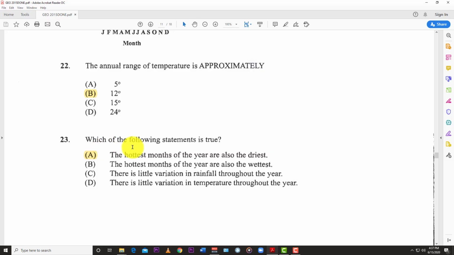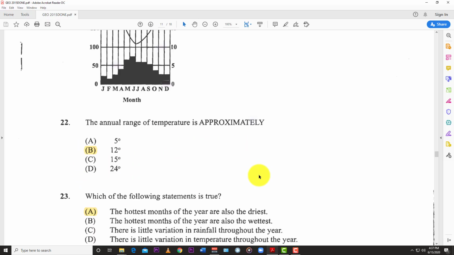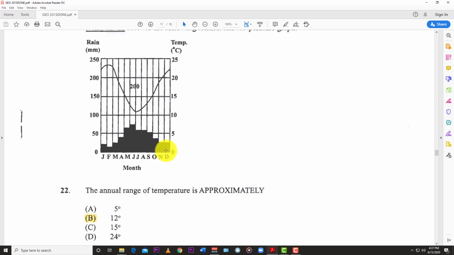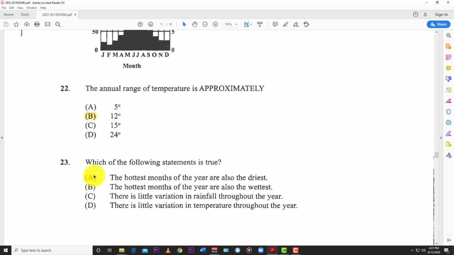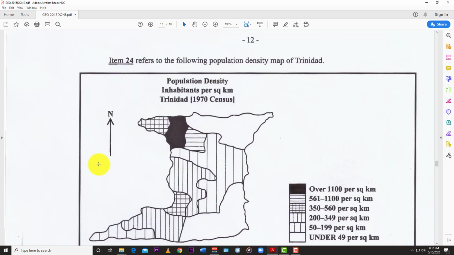Alright, then we have, which of the following statements is true? And the answer is A, the hottest months of the year are also the driest. And you can see that with the hottest months, the temperature is right here. Alright, so the hottest months are over here. You have the lowest rainfall right there. And so those are also some of the hottest months, as you can see from the diagram.